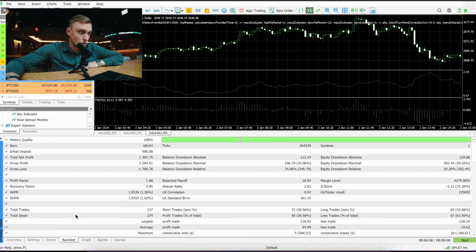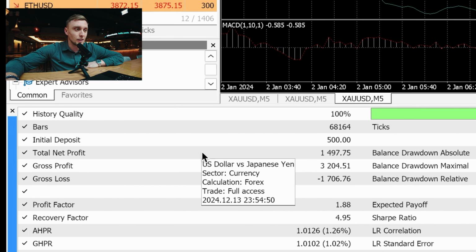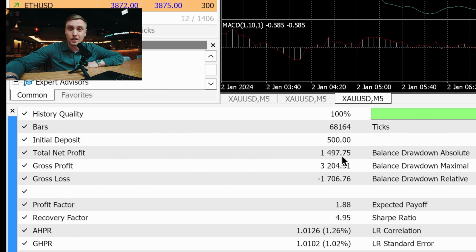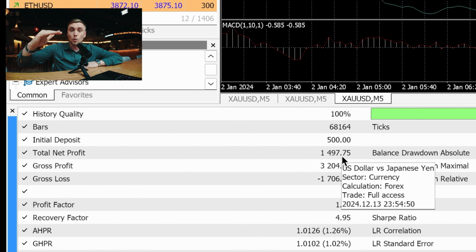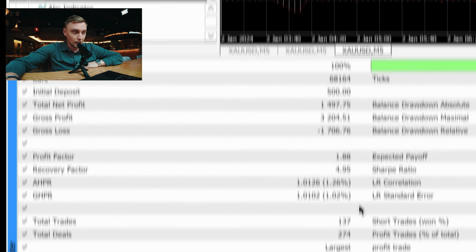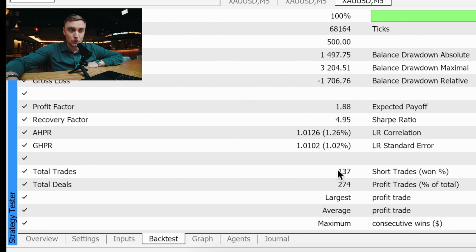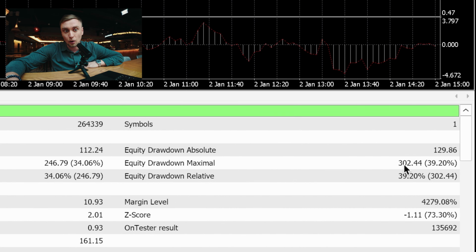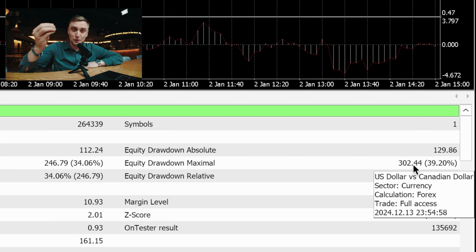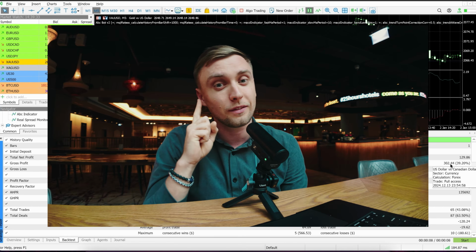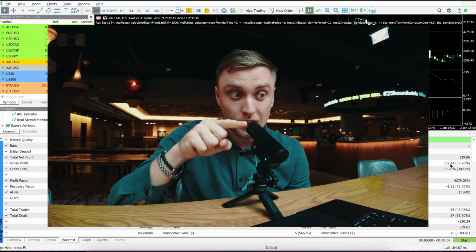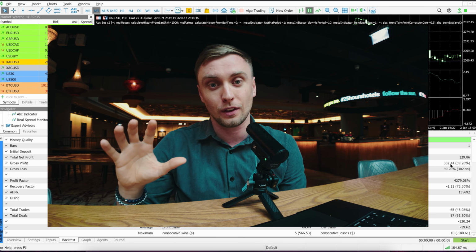Let's check the result. Of course, total net profit $1,497. So net profit is $1,000 more. Fewer trades, and the drawdown is also lower, $302. So you see guys, just with this small adjustment, but a very important adjustment, results are totally different, guys.